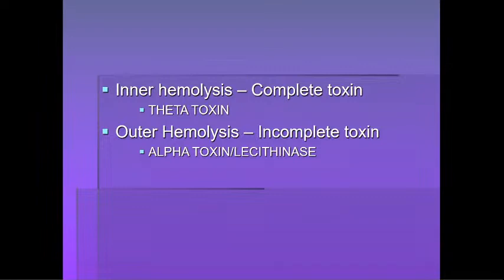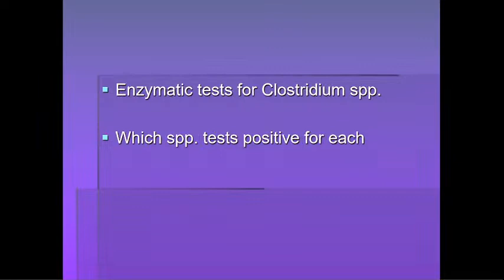Theta toxin is a complete toxin, and results in complete hemolysis in the inner zone. The outer zone is caused by an incomplete toxin. The outer hemolysis is caused by the incomplete toxin known as lecithinase.